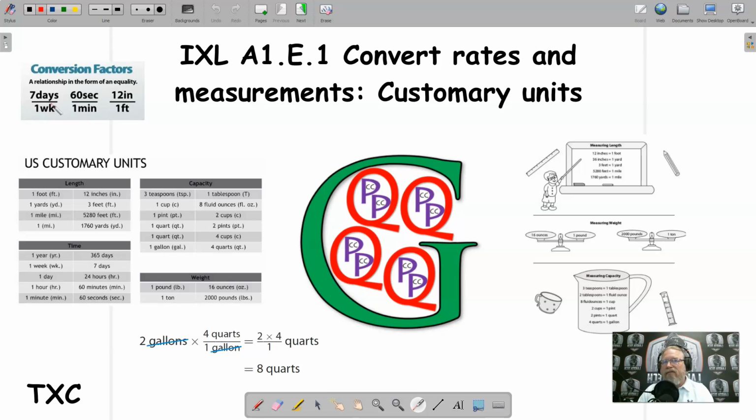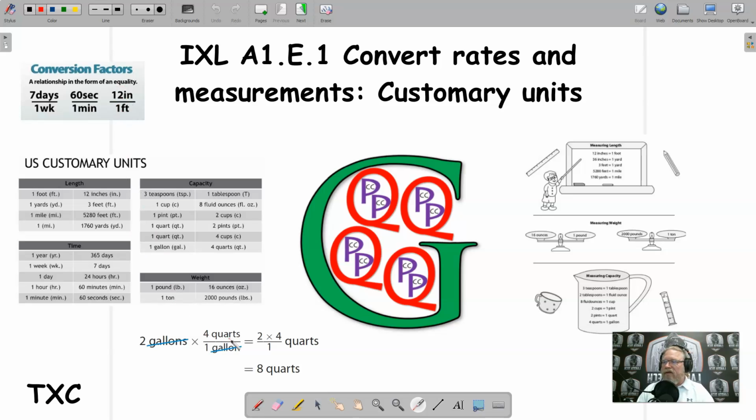So every conversion factor is a fraction that has separate measurements in the numerator and the denominator, and their overall value is 1, because the value in the numerator is equal to the value in the denominator. For instance, 7 days is the same as 1 week. 60 seconds is the same as 1 minute. 12 inches is the same as 1 foot.